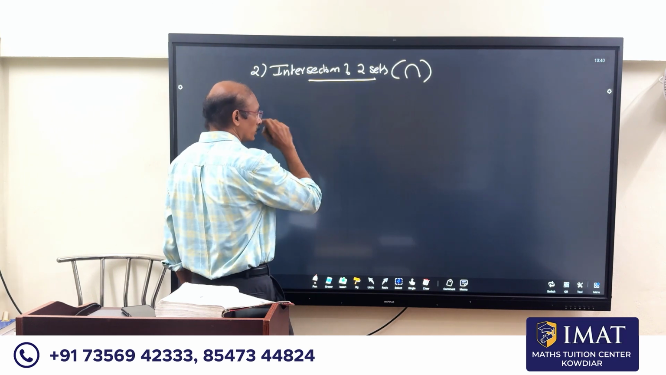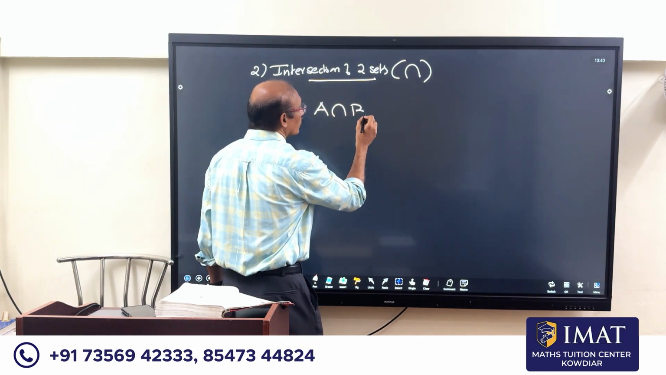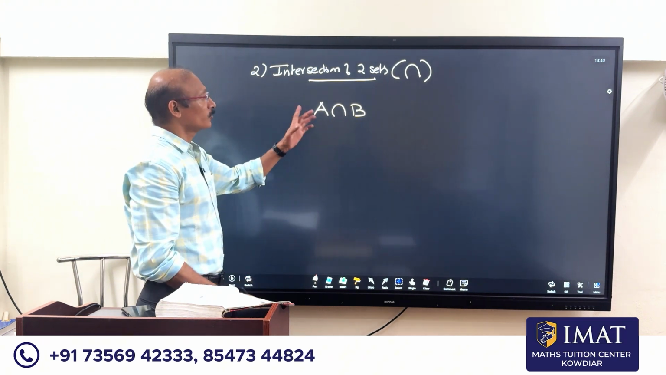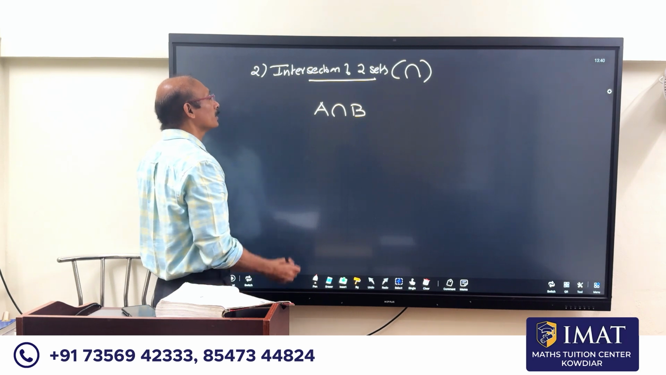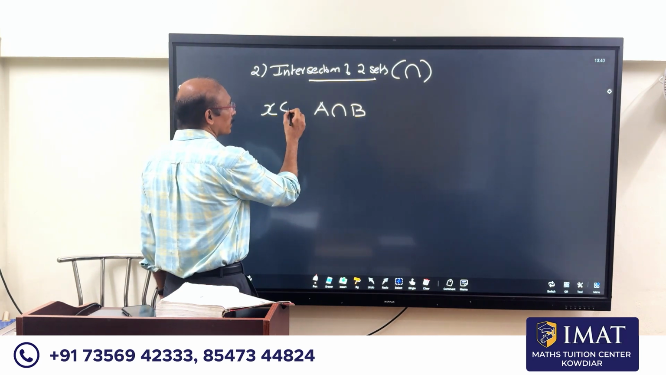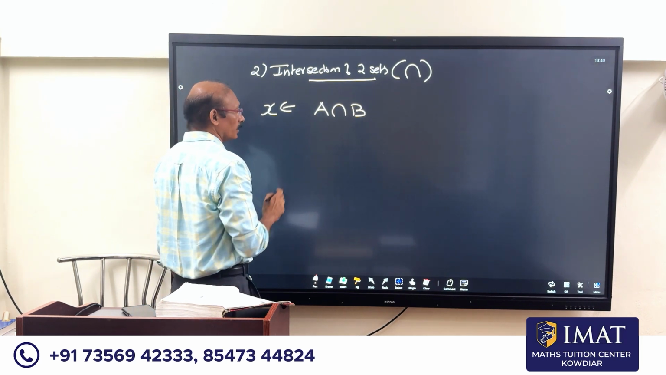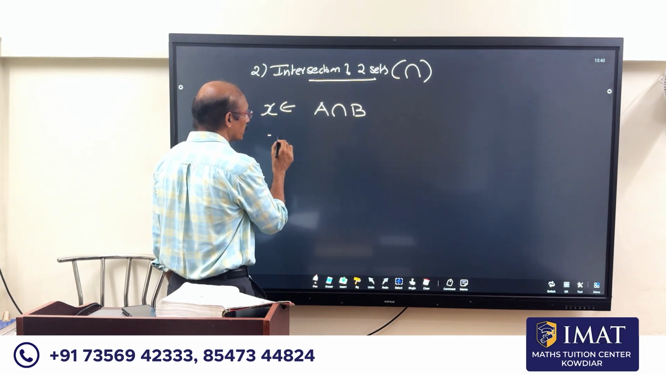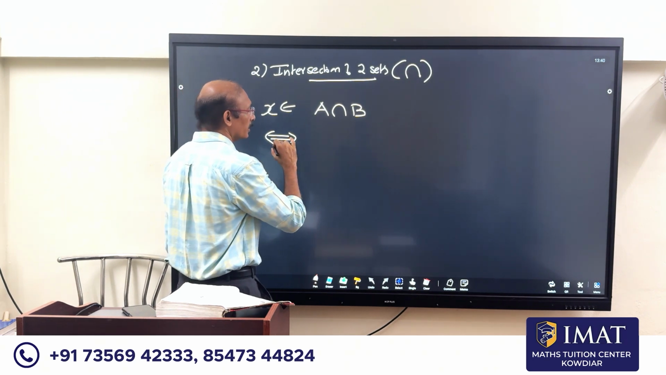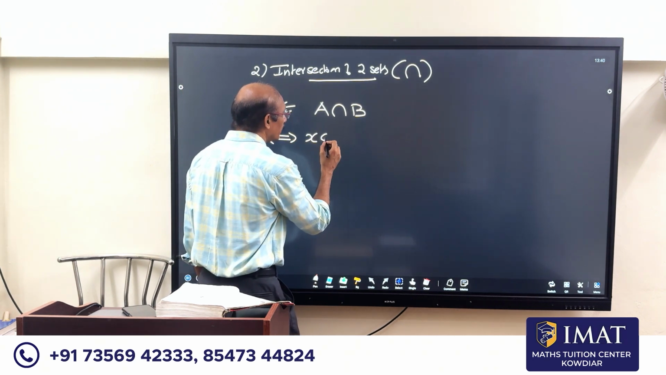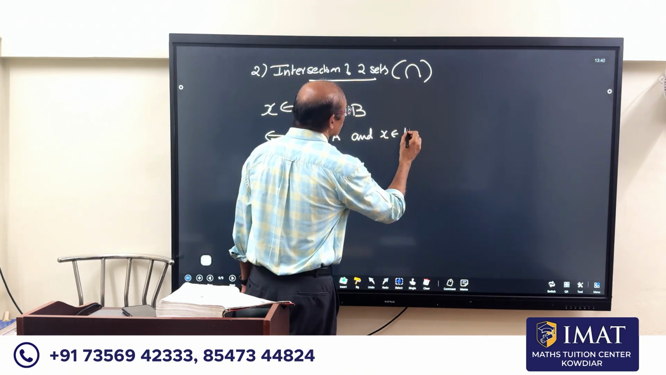So here if I take two non-empty sets A and B, and if I want the intersection of the two sets, we write like this. This means A intersection B. What do you mean by saying A intersection B? It means that if an element X belongs to A intersection B, it implies, and is implied by, that element X will be in A and that element X will be in B also.